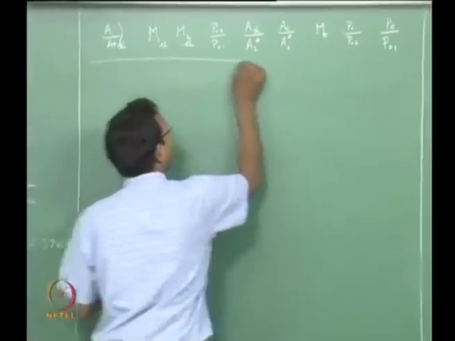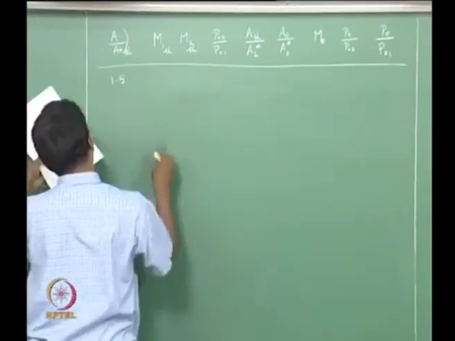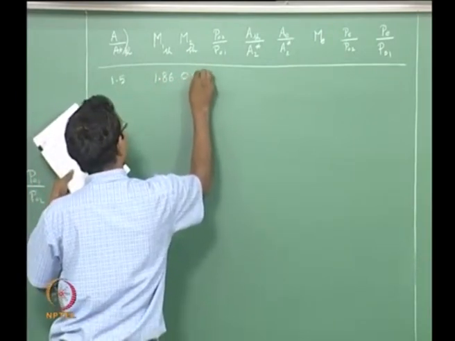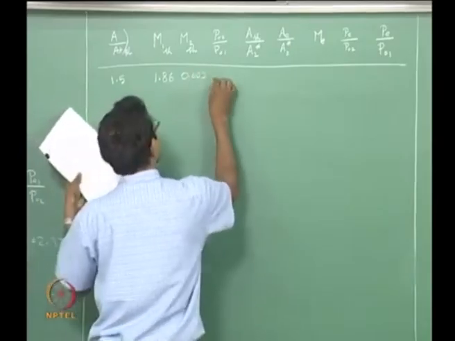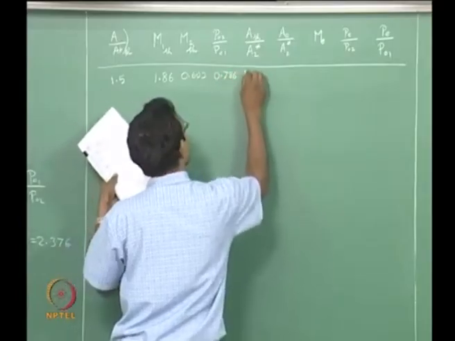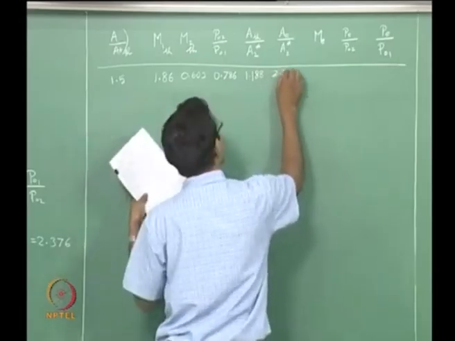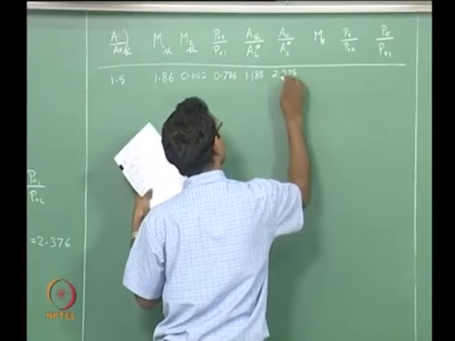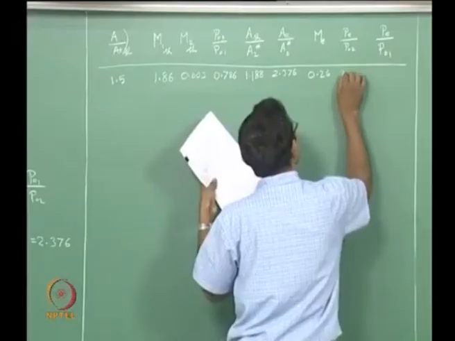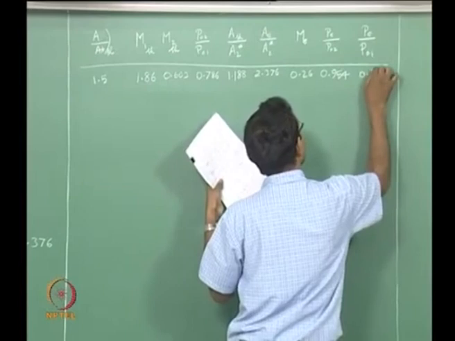So I will just write whatever we just calculated in this table for the first round. 1.5, 1.86, 0.603, 0.786, 1.188, 2.376, 0.26, 0.954, 0.75.